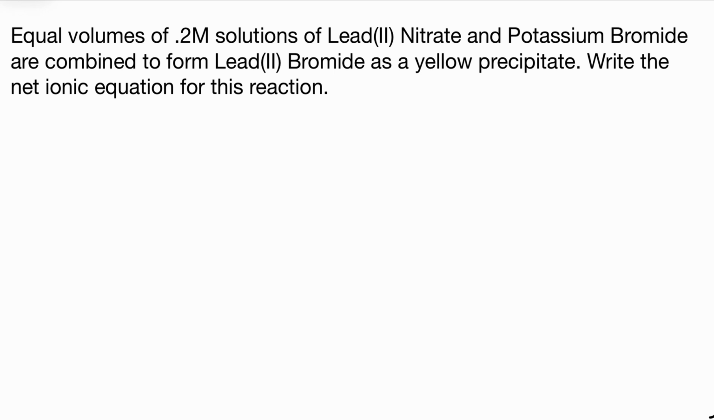To finish off this video, let's answer the following question. Equal volumes of 0.2 molar solutions of lead-2 nitrate and potassium bromide are combined to form lead-2 bromide as a yellow precipitate. Write the net ionic equation for this reaction. Alright, this one seems a lot more complex than the other ones, but it's really not. First of all, there's a lot of fluff that we can just ignore. Equal volumes of 0.2 molar solutions, I don't care about the molarity. That has nothing to do with my actual equation. Same with the lead-2 bromide being a yellow precipitate. Well, good for it, I guess, but why would I care about that? All I care about for the net ionic equation is knowing my original chemical reaction formula.